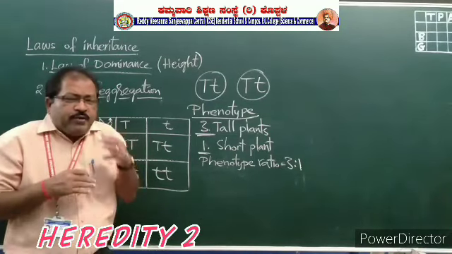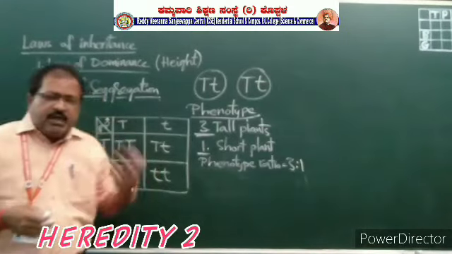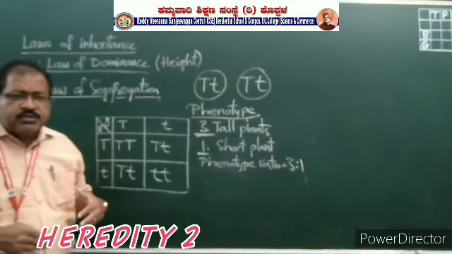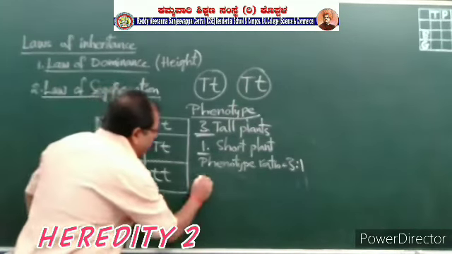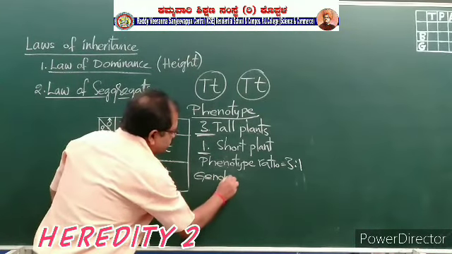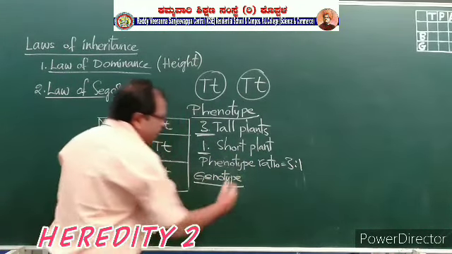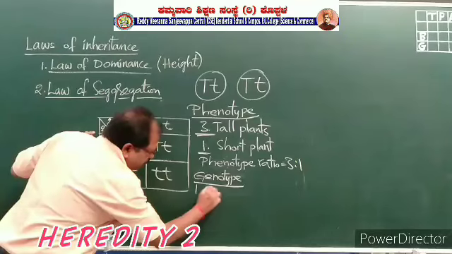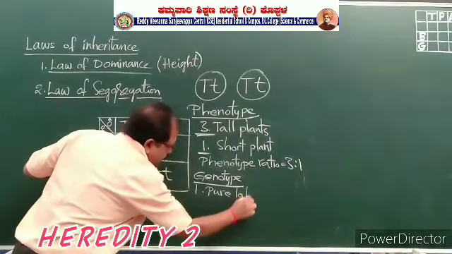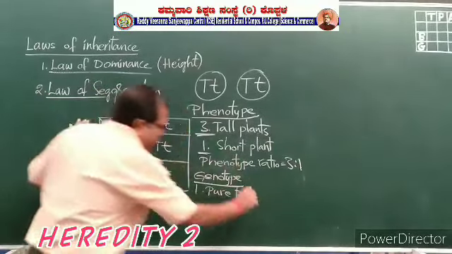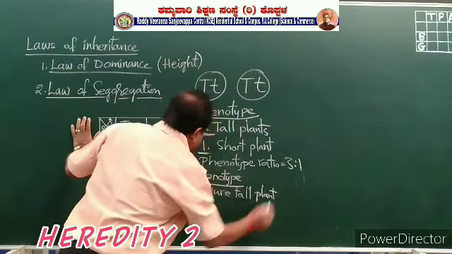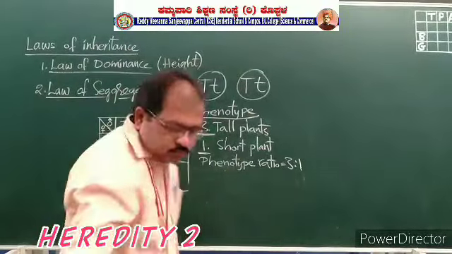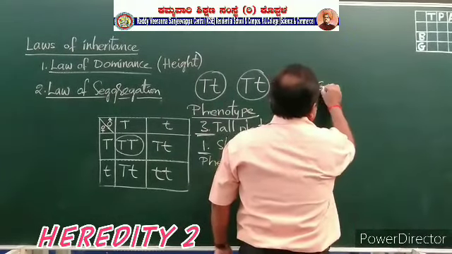But when you see genetically, when you go deep into the plant, the observation of the genetic variations is called the genotype. When you see the genotypic variation, one is a pure tall plant. Okay, let me write that side. This is genotype.